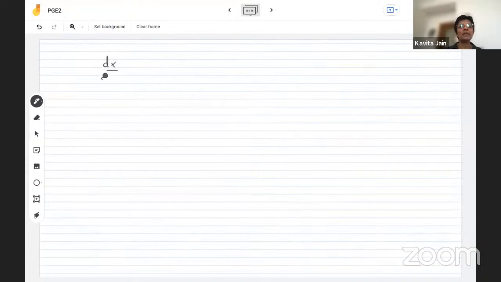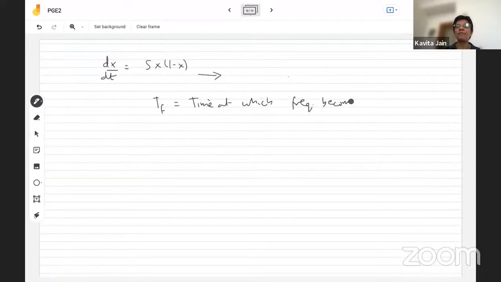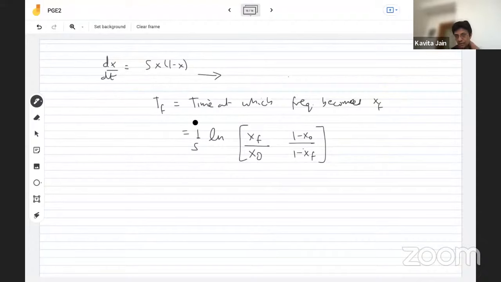So let's rewrite this one. This is our logistic equation, dx/dt. I'll rewrite the solution of this: if I want the frequency at time t to be x, it can be rewritten as follows. Let us say that TF is the time at which the frequency becomes XF. I'm not doing anything great here, it's just school level calculus, nothing very fancy. It is simply given by this formula, and I'm rewriting it simply because it helps me to see things more clearly.